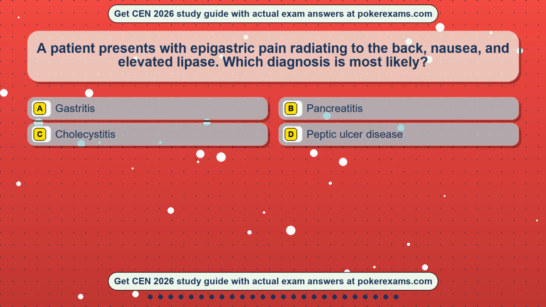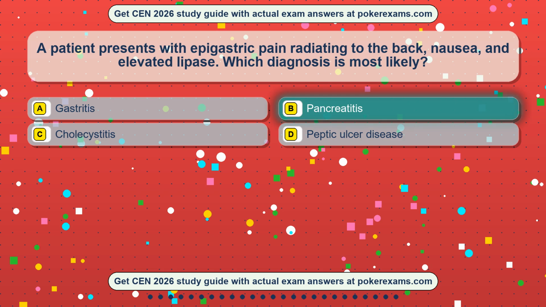Question 6. A patient presents with epigastric pain radiating to the back, nausea, and elevated lipase. Which diagnosis is most likely? Option A, gastritis. Option B, pancreatitis. Option C, cholecystitis. Option D, peptic ulcer disease. The correct answer is option B, pancreatitis.